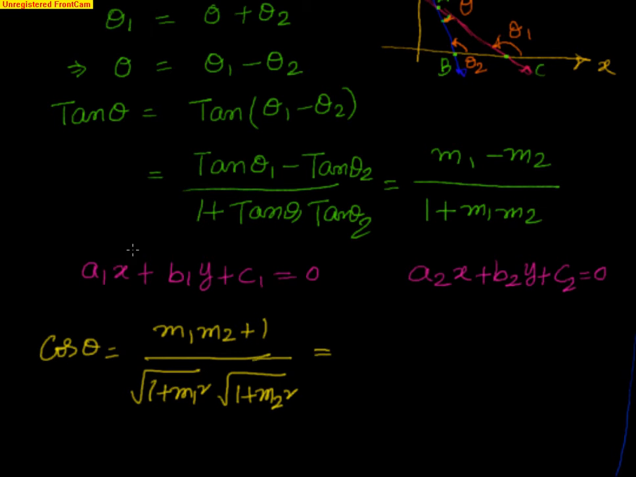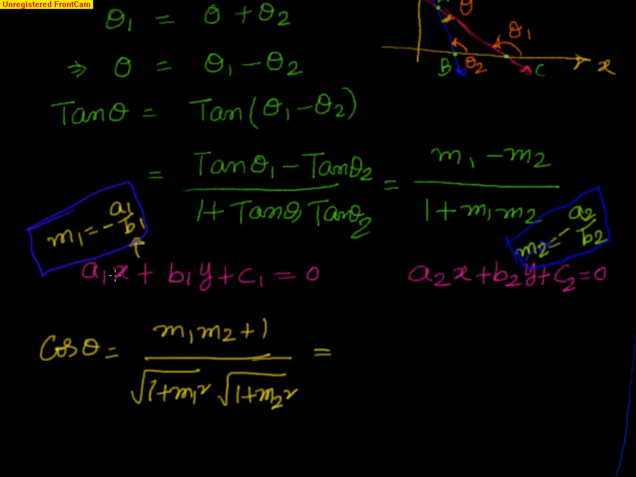Now for that I should know m1 and m2. What is m1 here? a1x plus b1y equals 0, so b1y equals minus a1x. So m1 is minus a1 by b1. And what is m2? b2y equals minus a2x, right? So this becomes minus a2 by b2. m2 is equal to minus a2 by b2. So these are nothing but your m1 and m2 values.